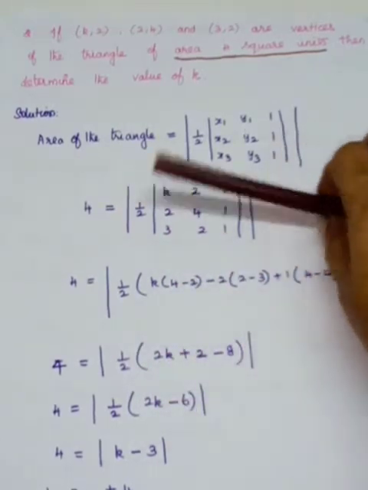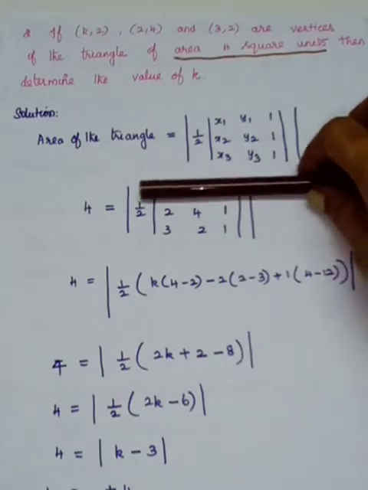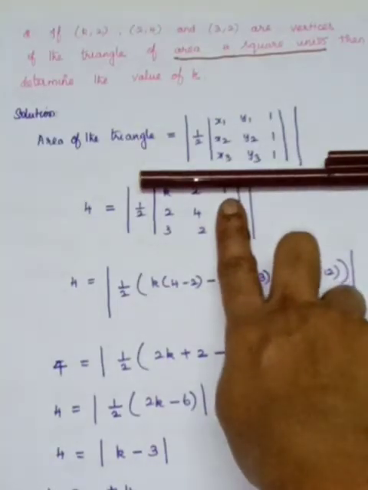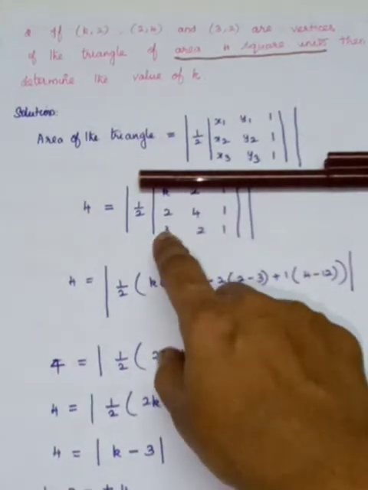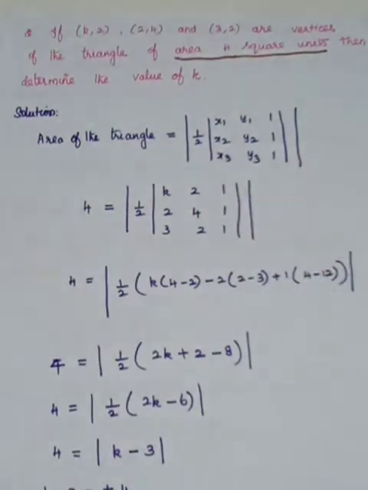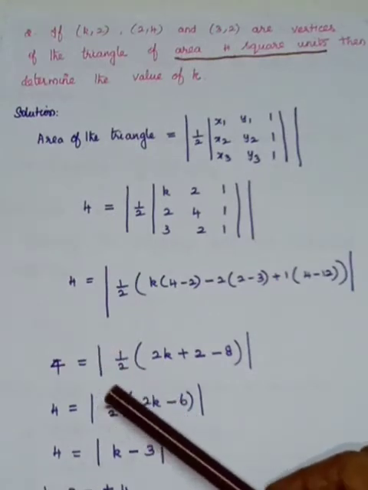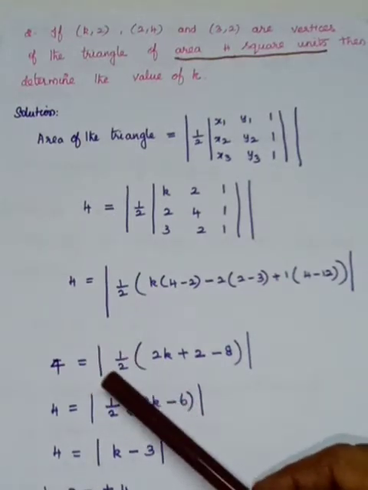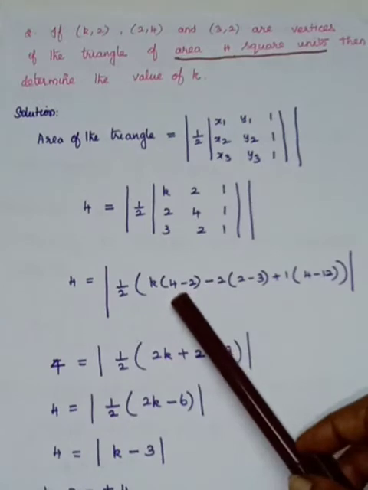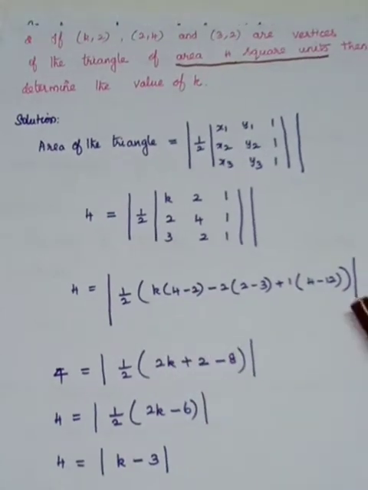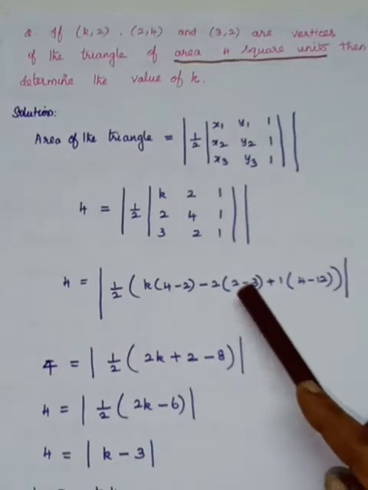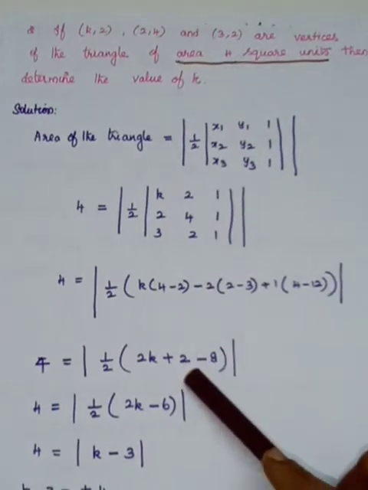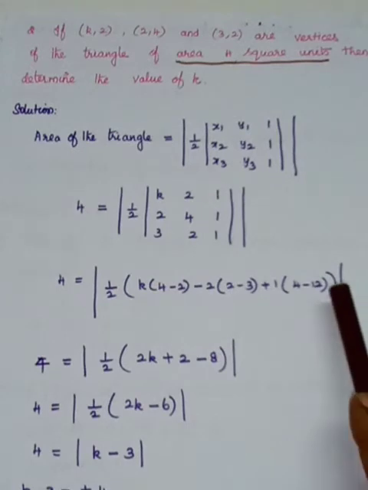Okay, plus the third element, plus 1 into, delete the first row and the first column. 2 2s are 4. In between you have to write minus. So 3 4s are 12. So 4 is equal to modulus of half into, what is 4 minus 2? That is 2k. Okay, minus 2 here. 2 minus 3 is minus 1. Minus 1 into minus 2 is plus 2. And here 4 minus 12 is minus 8. So here you will have minus 8.